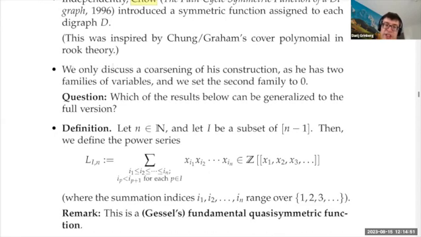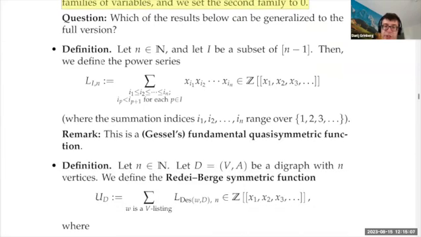So, I should warn you that Chow actually did something more general. His power series involved 2 sets of variables. I will only be looking at 1 set of variables, and I'm wondering whether anything I will do can be generalized to 2 sets of variables. So here are the definitions.